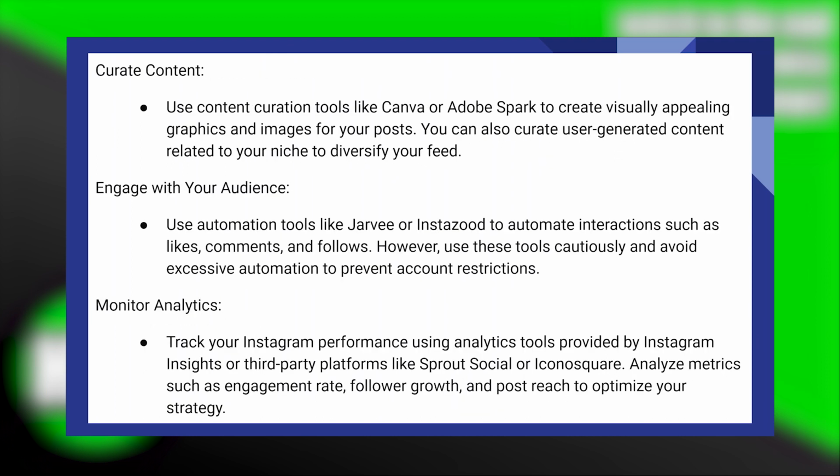Use content curation tools like Canva or Adobe Spark to create visually appealing graphics and images for your posts. You can also curate user-generated content related to your niche to diversify your feed.